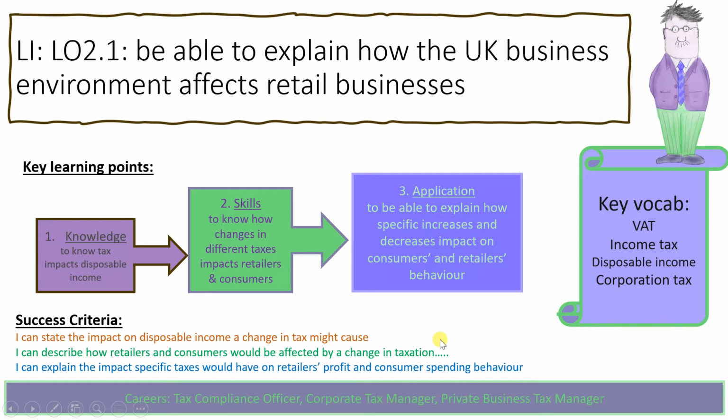So you'll know you've completed the lesson when you have got a statement about disposable income and the changes tax causes, that you can describe how retailers and consumers are affected by these tax changes, and then being able to name specific taxes and how that influences their behaviour. The roles at the bottom are specific to tax. We've got tax compliance officer, corporate tax manager and private business tax manager.